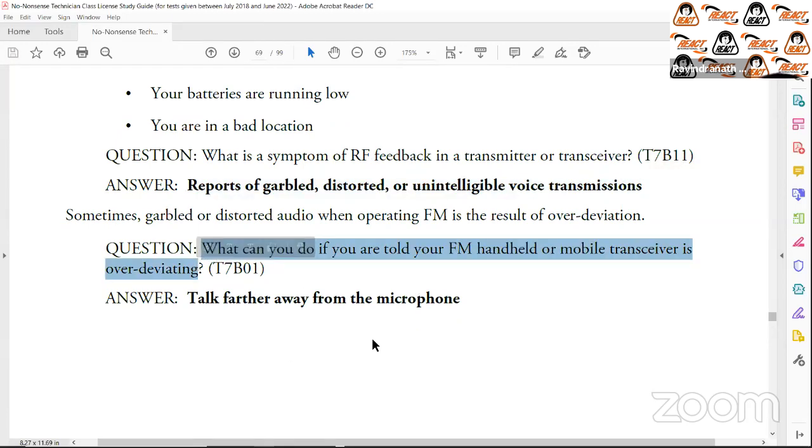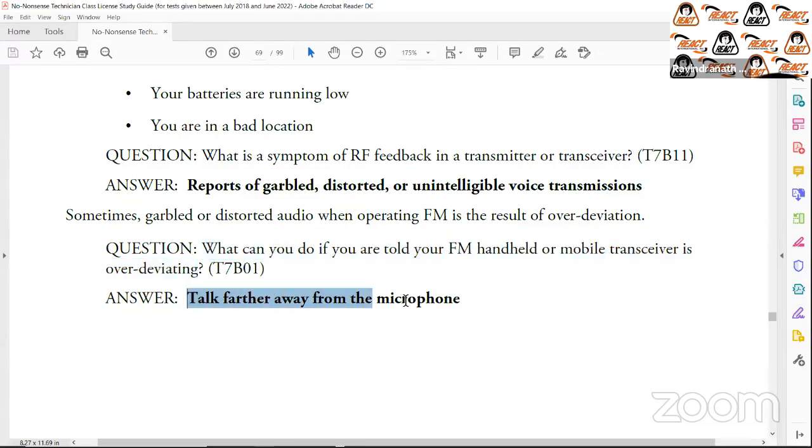What can you do if you are told that your FM handheld or mobile transceiver is over deviating, right? So when we talk about deviation, we refer to the FM mode of transmission. If somebody tells you you're over deviating, what can you do? Well, that means you're sounding maybe distorted and so on. You're driving that microphone too hard. What you can do is talk a little farther away from the microphone.